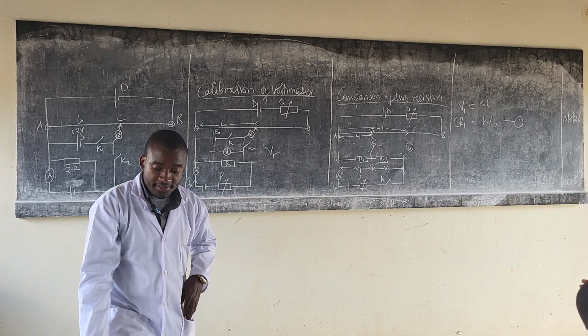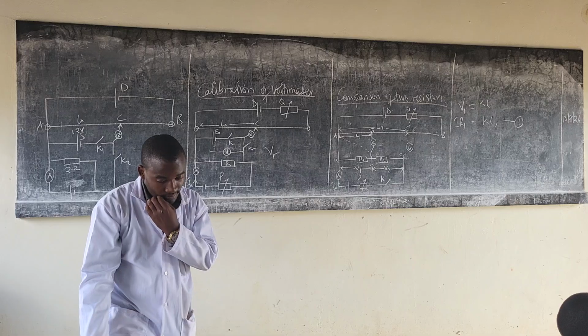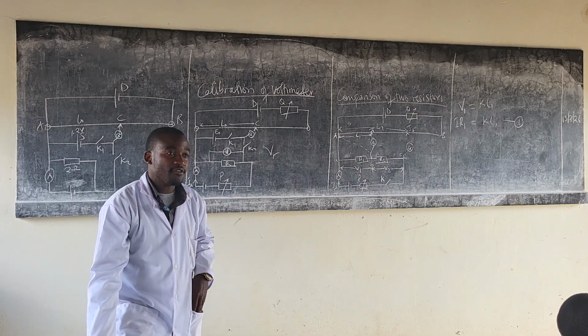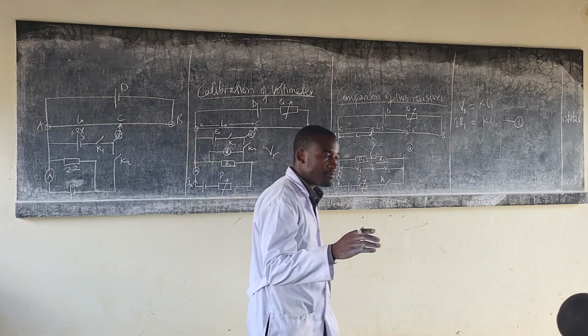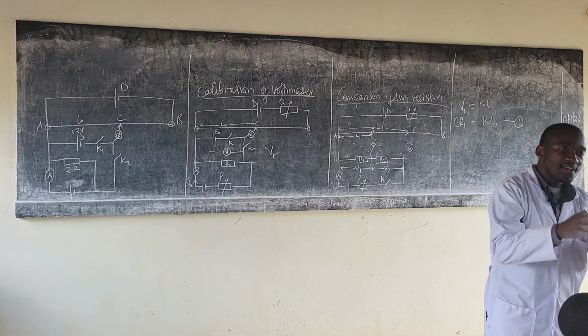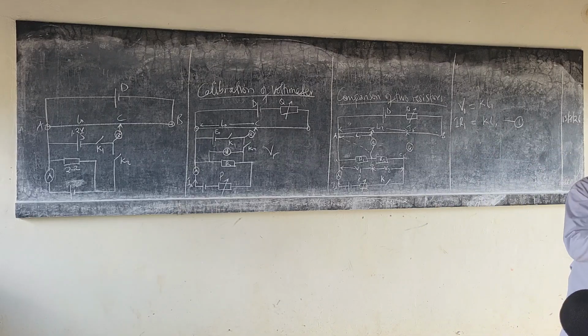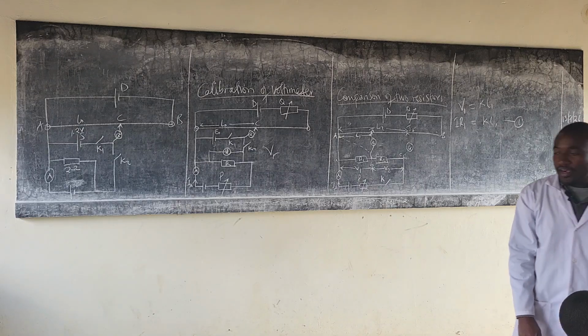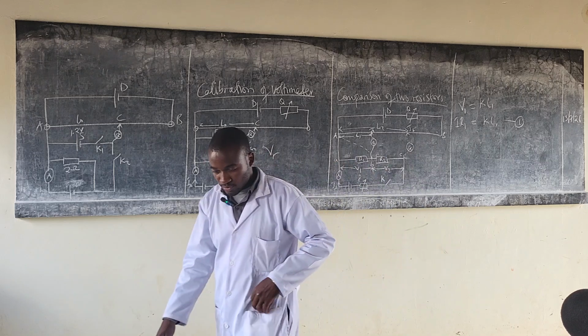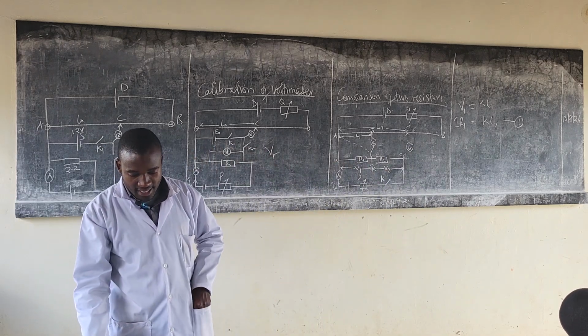The balance length is measured. Of course, I have not called it because we assume that you know what next. Tap the jockey along the slide wire AB and then look for the balance length L what? L2. Are we together? All right, so the balance length L2 is measured and recorded.